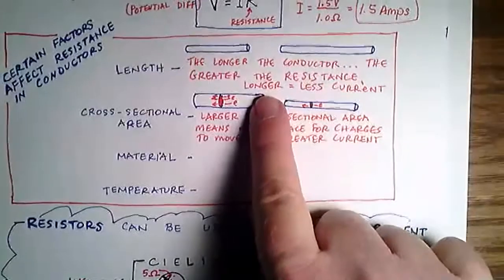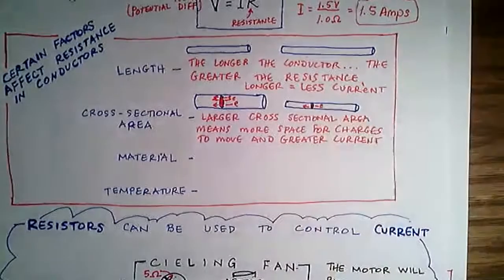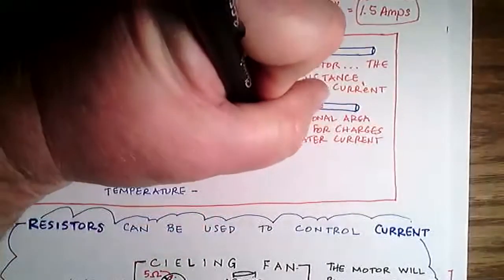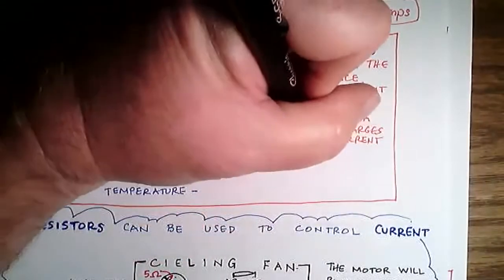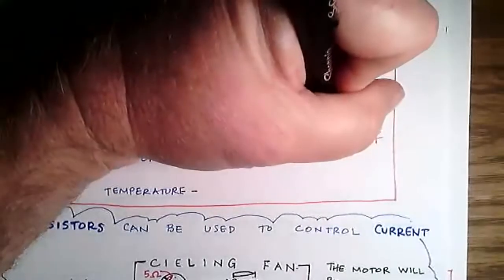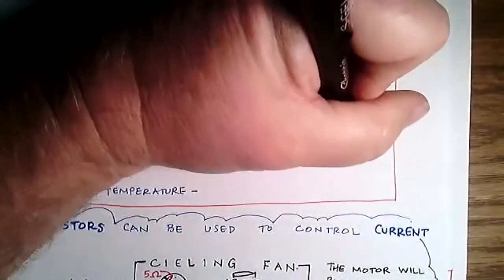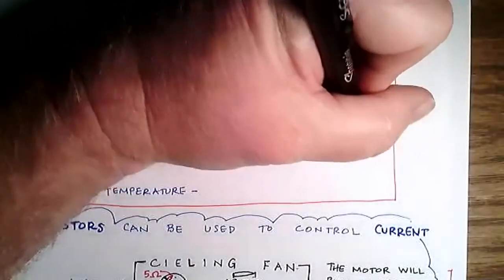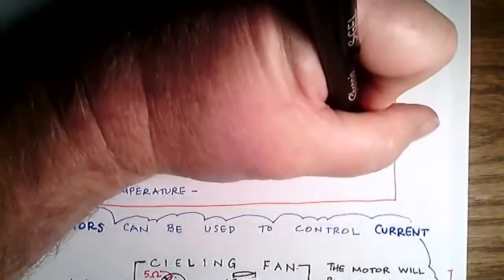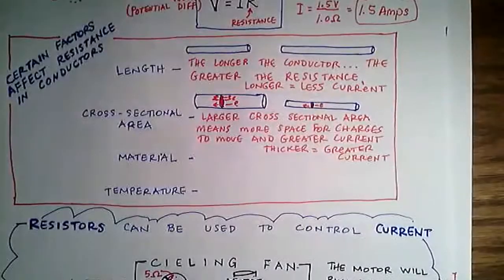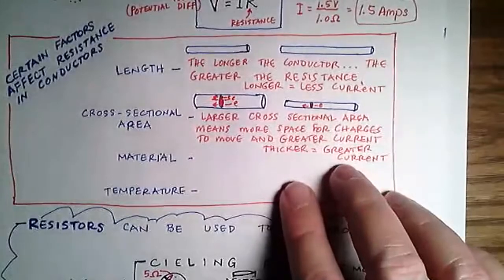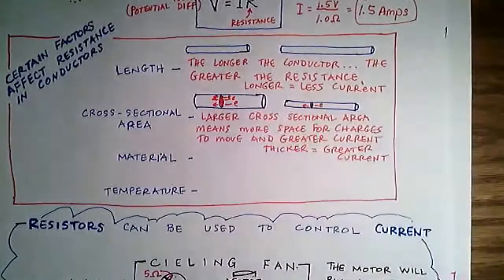So here I said longer equals less current. What I'll say here is thicker equals greater current. Okay, again, hopefully that makes sense in terms of the thickness of the wire.